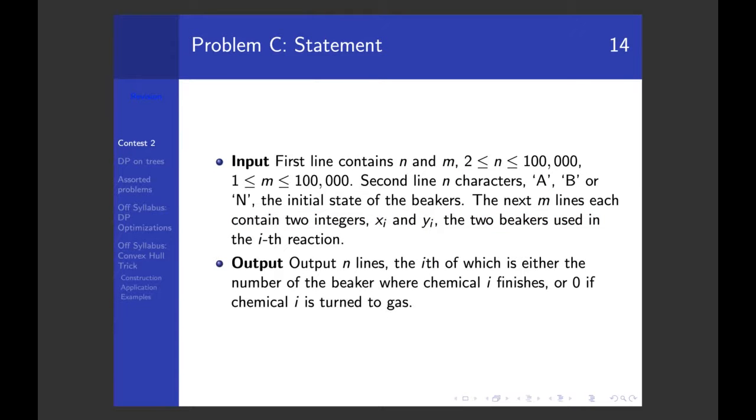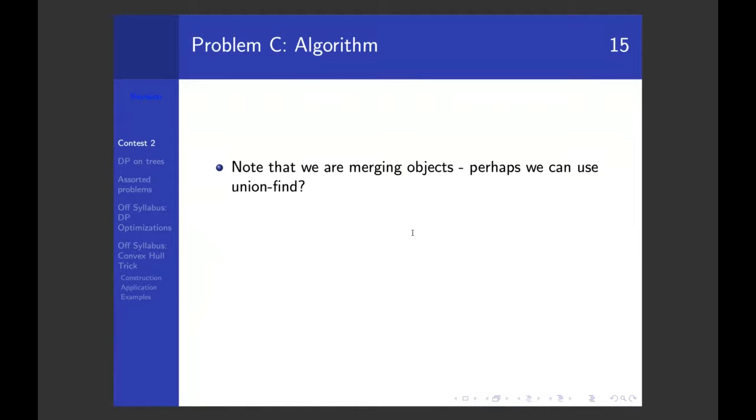Okay. Output n lines. Each one, you output the number of the beaker where the chemical finished, or 0 if it turns into gas. Hopefully that makes sense, since hopefully you read the problems. But now onto the solution. So we are merging objects, kind of.